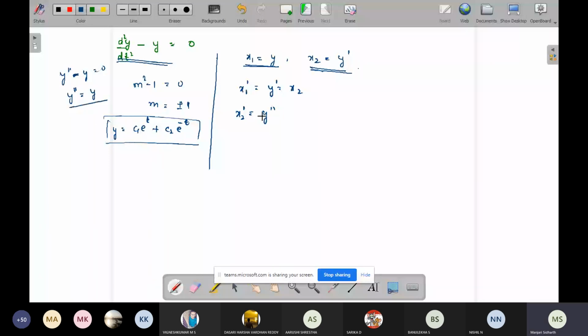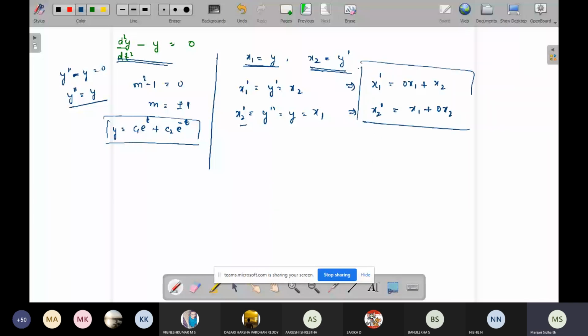So y double derivative is equal to y and y is equal to x1. That means everything you need to change in terms of x1 and x2. So this equation becomes x1 dash is equal to 0x1 plus x2. This equation becomes x2 dash equals x1 plus 0x2, right? Now see, now you can solve easily. This is a homogeneous system of first order differential equations.